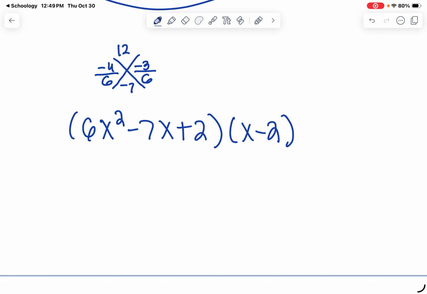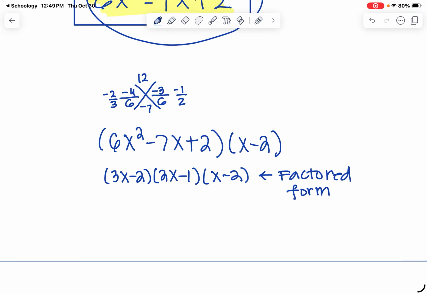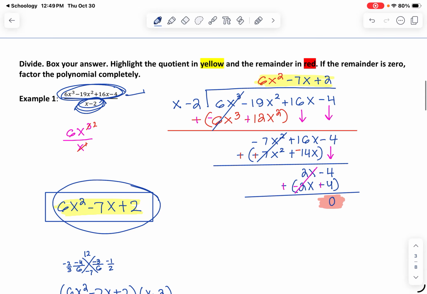Both of those are simplifiable. This is negative 1 over 2. 2 goes into both of those, negative 2 times 3. So this factors to 3x minus 2 times 2x minus 1 times x minus 2. So let's just put factored form right here. I should have left a line for that, but I didn't. I'm learning. Okay, so there's my factored form that it also asked me for, because it says if the remainder is 0, factor it completely.